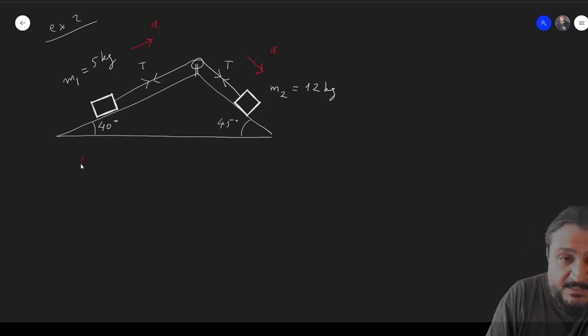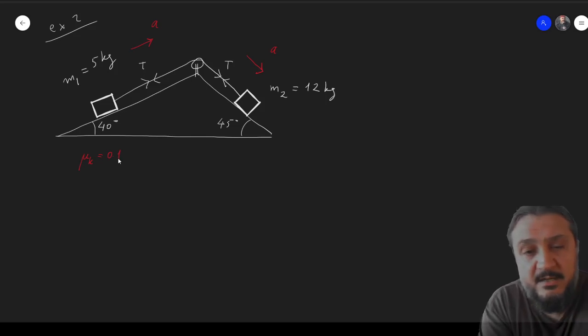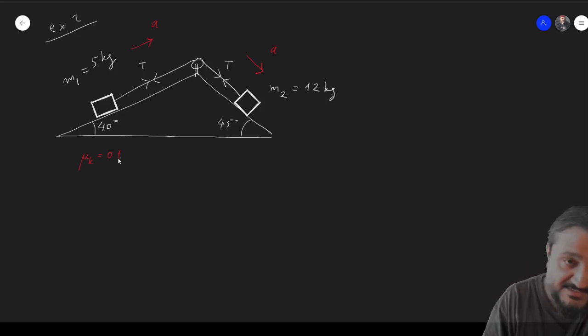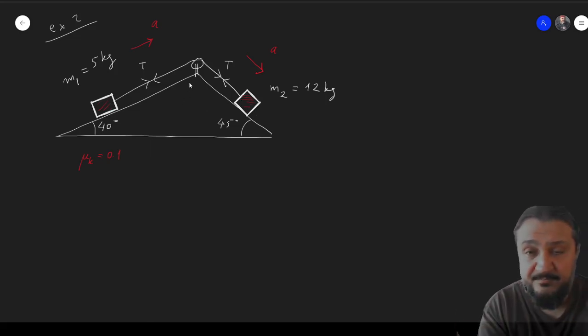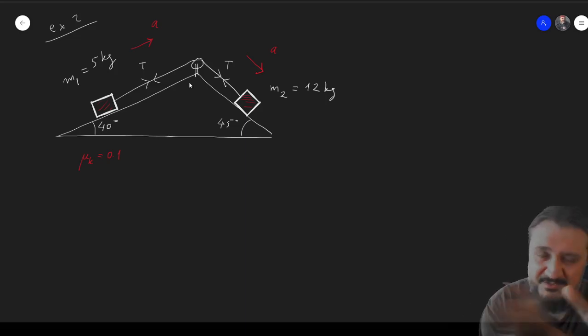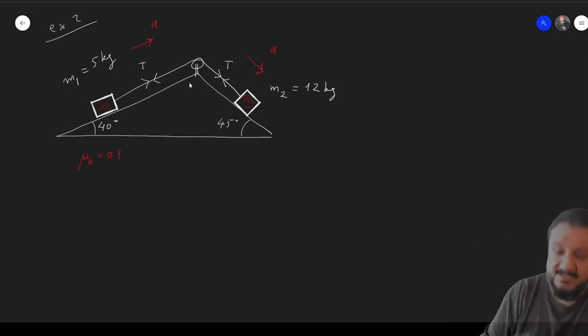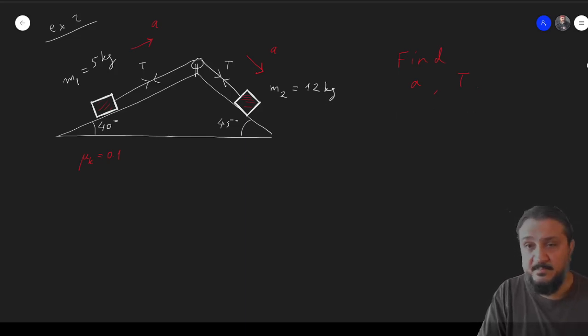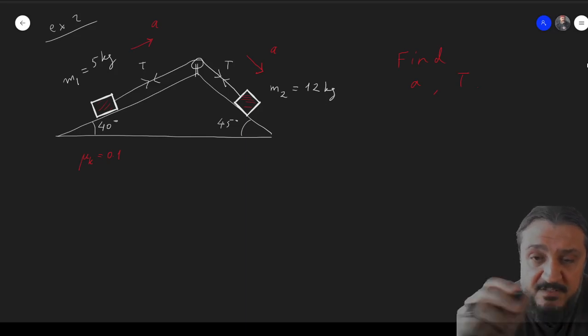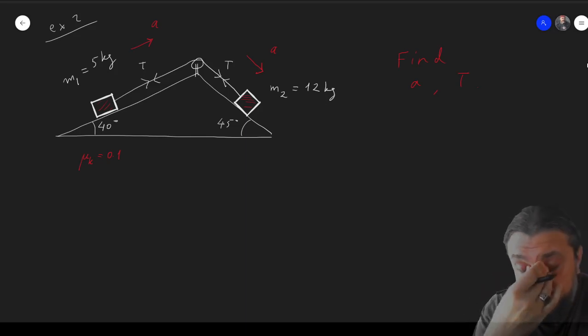So friction, we're talking about the kinetic friction here, let's say 0.1, is the friction coefficient between those masses and the surface. If I wanted, I could make it even more complicated by introducing different friction coefficients, maybe those boxes are made of different materials, but let's not do that, we don't need to make it that complicated. Let's just solve for acceleration and solve for the tension. Find A and T. This is our problem. The masses are given, the friction coefficient is given, the angles are given. What are the acceleration and tension?